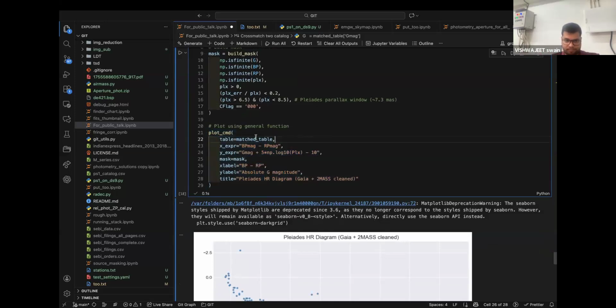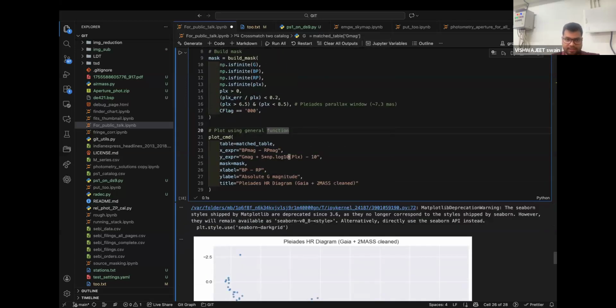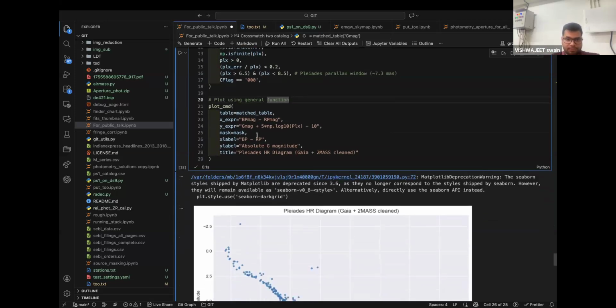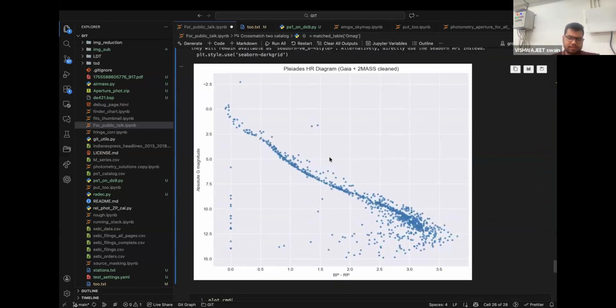So in the run you have to put the table name, and then you have to put the expression: what should be the x-axis, and what should be the y-axis. Then you can put the mask. If you have some mask you can put it, otherwise you can put none. And then you have to label the x-axis and y-axis, and the title of the image. And here you can see the result; we got a similar kind of result.